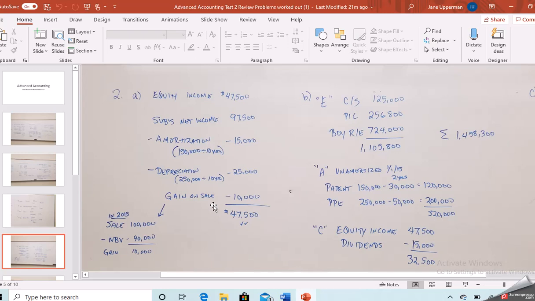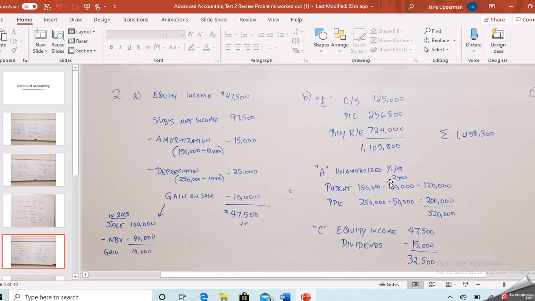Okay, then we come to reconciling out our equity investment. So we do the same thing we always do with our E entry. Our common stock is taken right off of the balance sheet at $125,000. Paid in capital, $256,800 off of the balance sheet. And then our beginning of the year retained earnings comes off of our statement of retained earnings, the $724,000. We subtotal those for the $1,105,800. Then we go to our amortization.